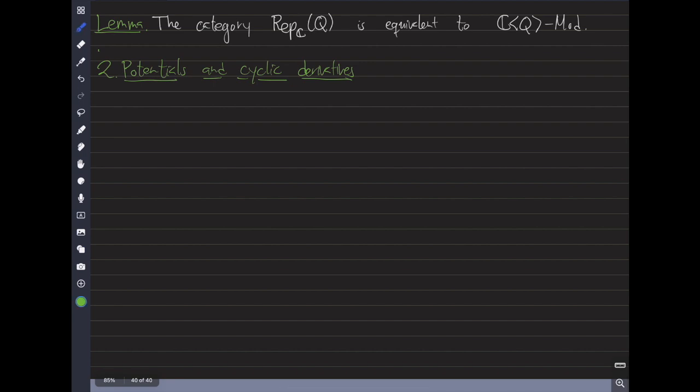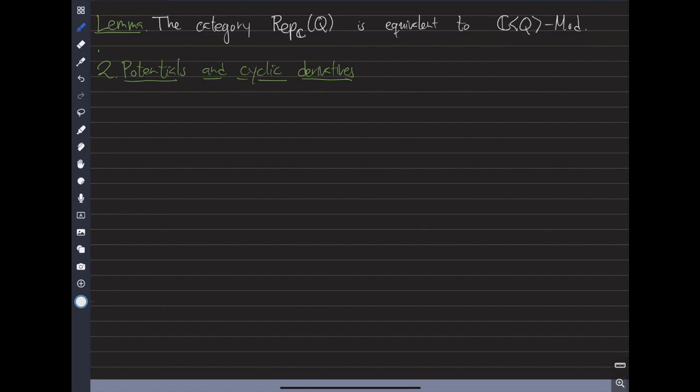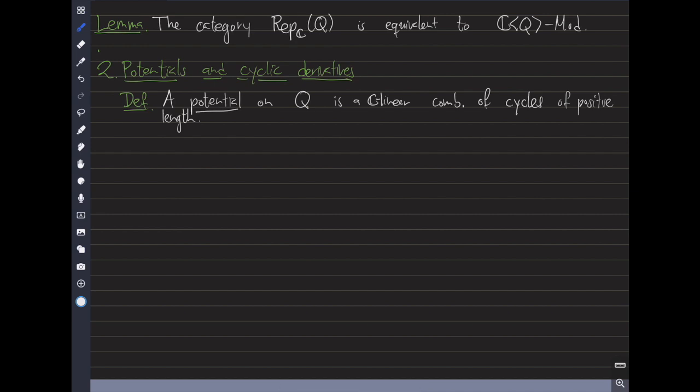Okay, now potentials and cyclic derivatives. Let's define the notion of a potential on the quiver Q to be just a linear combination of cyclic paths, let me just call them cycles, of positive length. When I say positive length, I'm just excluding the paths of length 0. In the definition of potential, paths of length 0 are not present in that linear combination. Only paths of positive length.